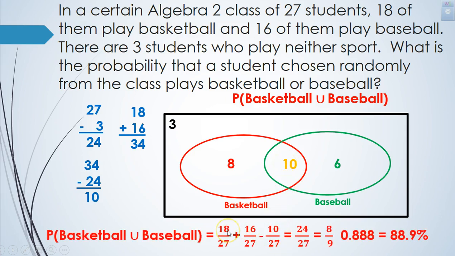So that's what I did down here. I added the 18, the total basketball players. I added to it the total baseball players, and then I subtracted the overlap. That got me 24 over 27, which reduces to 8 over 9, which is 0.888 or 88.9%.